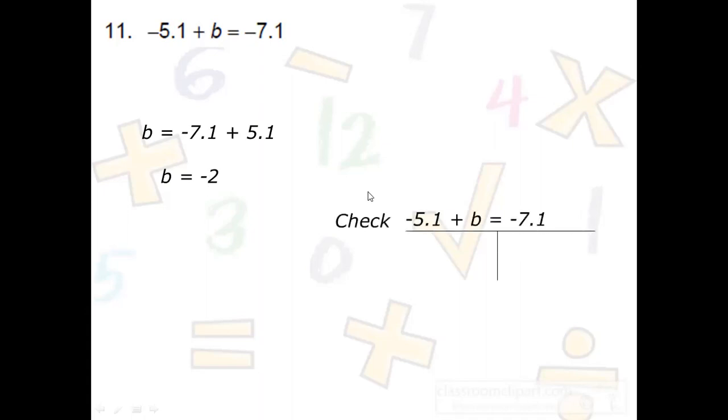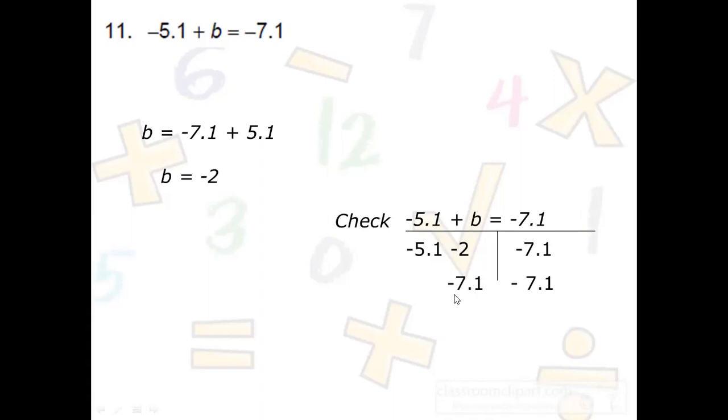Now for checking, you will replace the b with negative 2. All right, so negative 5.1, negative 2. So both of them are negative. So what's the rule if both the integers are negative? Rule is add them, right? So we are going to add 5.1 plus 2. So that's going to give you 7.1, and then keep the negative sign the same as both of them have negative numbers.